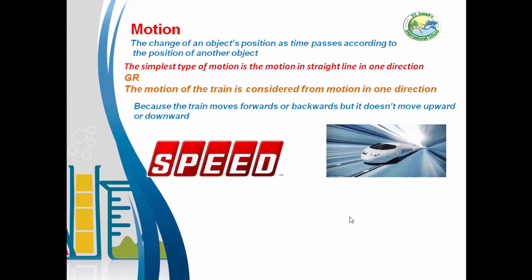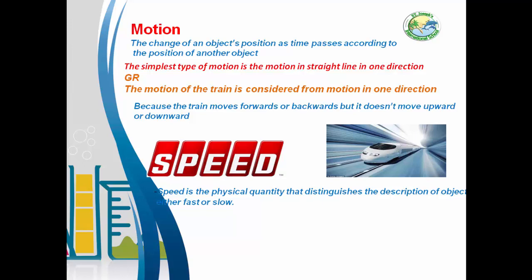We can describe the motion of some objects around us as fast or slow. So we can say that speed is the physical quantity that distinguishes the description of objects, either fast or slow. So we can describe the motion, if it is fast or slow, by the speed of objects.